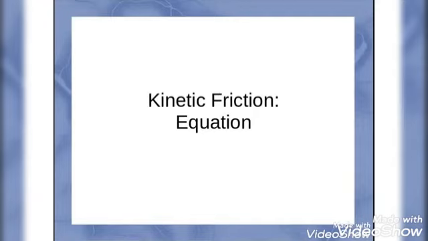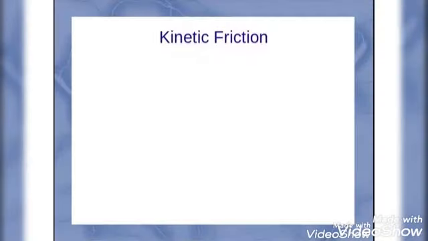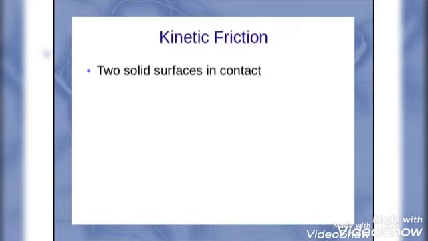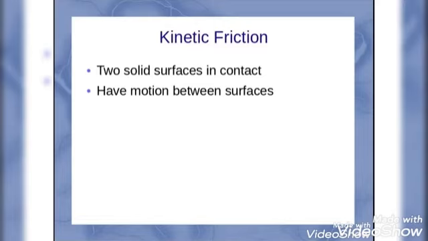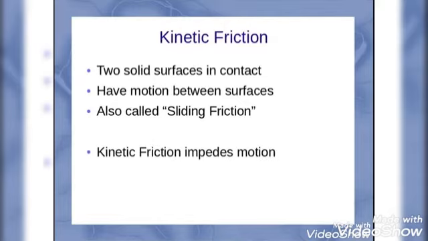Derivation for kinetic friction. First of all, we have to know about kinetic friction. Two solid surfaces in contact have motion between the surfaces. It is also called sliding friction. Kinetic friction impedes motion.